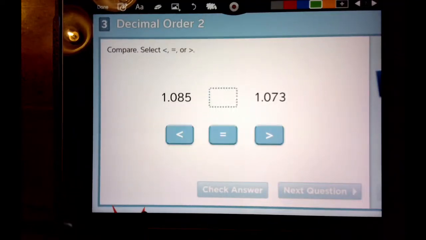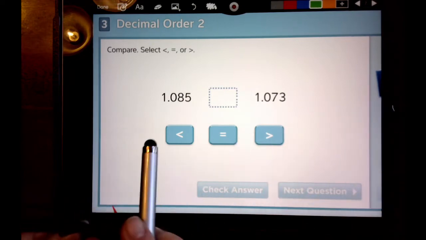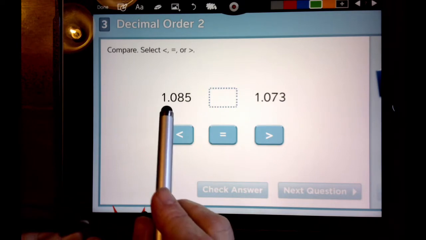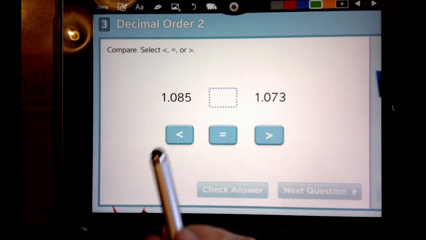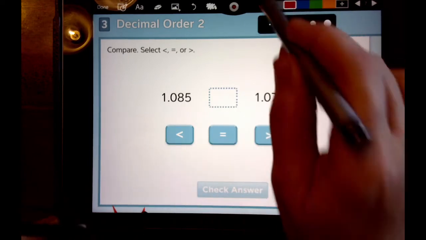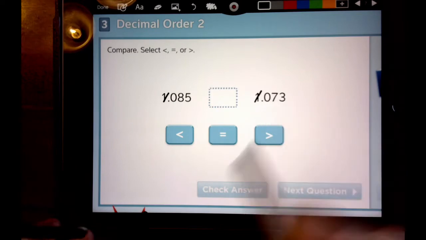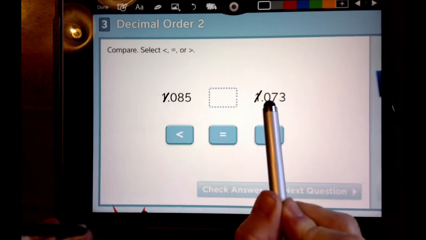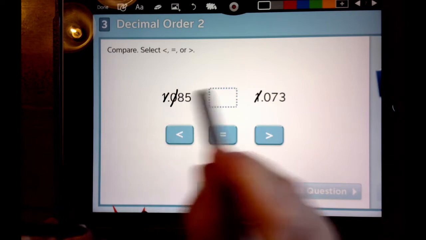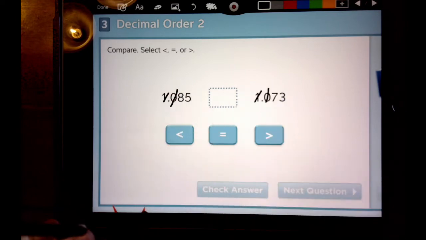All right, for lesson 3 of module 1 of 5th grade Vmath, you are going to compare your decimals. As I look at these two numbers, one thing I'm going to do is look at my whole number, and I notice that they both have a 1, so I can't compare them by looking at that. The next thing I do is go to my tenths place. In my tenths place, I have a 0 for both of them. So again, I can't compare them because there's nothing different.